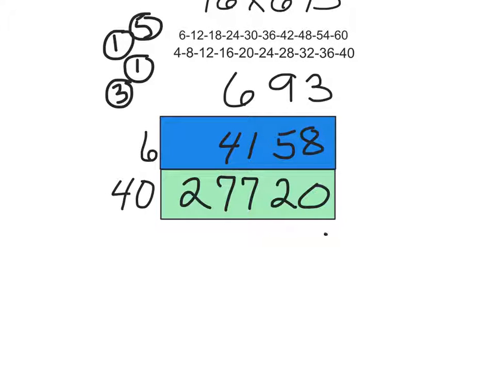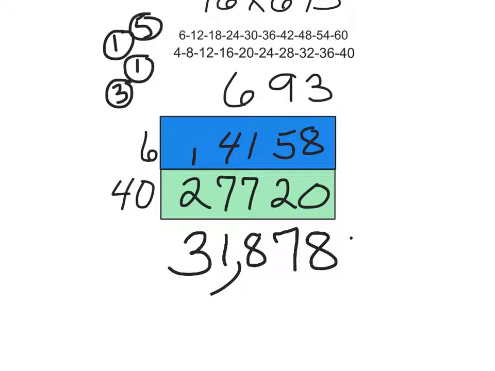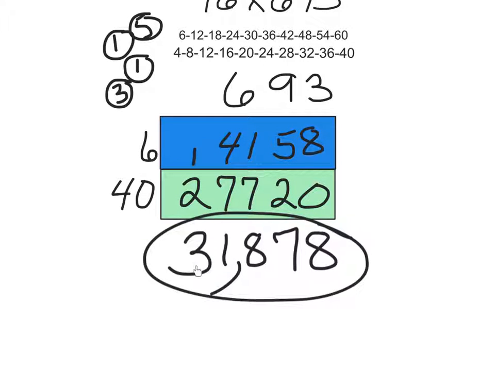8 and nothing is going to give me 8 right there. 5 plus 2 is going to give me 7. 7 and 1 is going to give me 8. 4 plus 7 will give me 11. I'll drop my 1, carry my 1. 2 plus 1 is 3. Drop that 3, drop that comma, and right there you have it, my friends. 31,878. That is your answer.